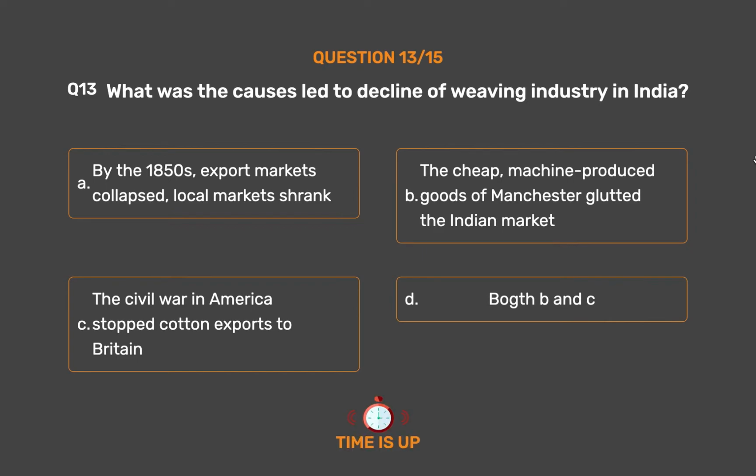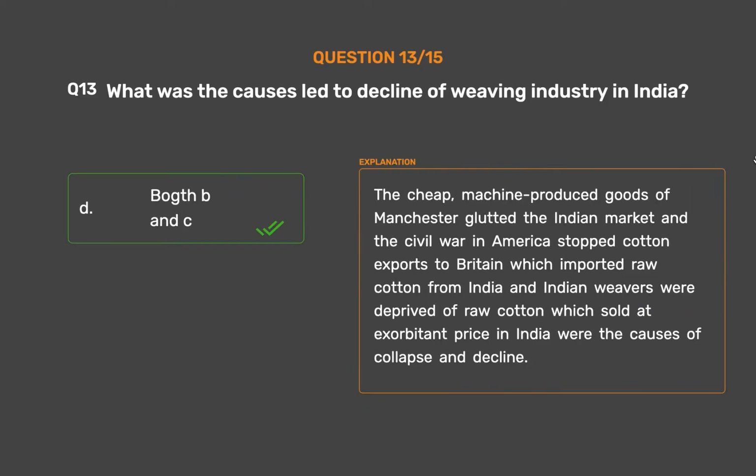The correct answer is Option D. Both B and C. The cheap, machine-produced goods of Manchester glutted the Indian market and the Civil War in America stopped cotton exports to Britain, which imported raw cotton from India, and Indian weavers were deprived of raw cotton which was sold at an exorbitant price in India. These were the causes of collapse and decline.